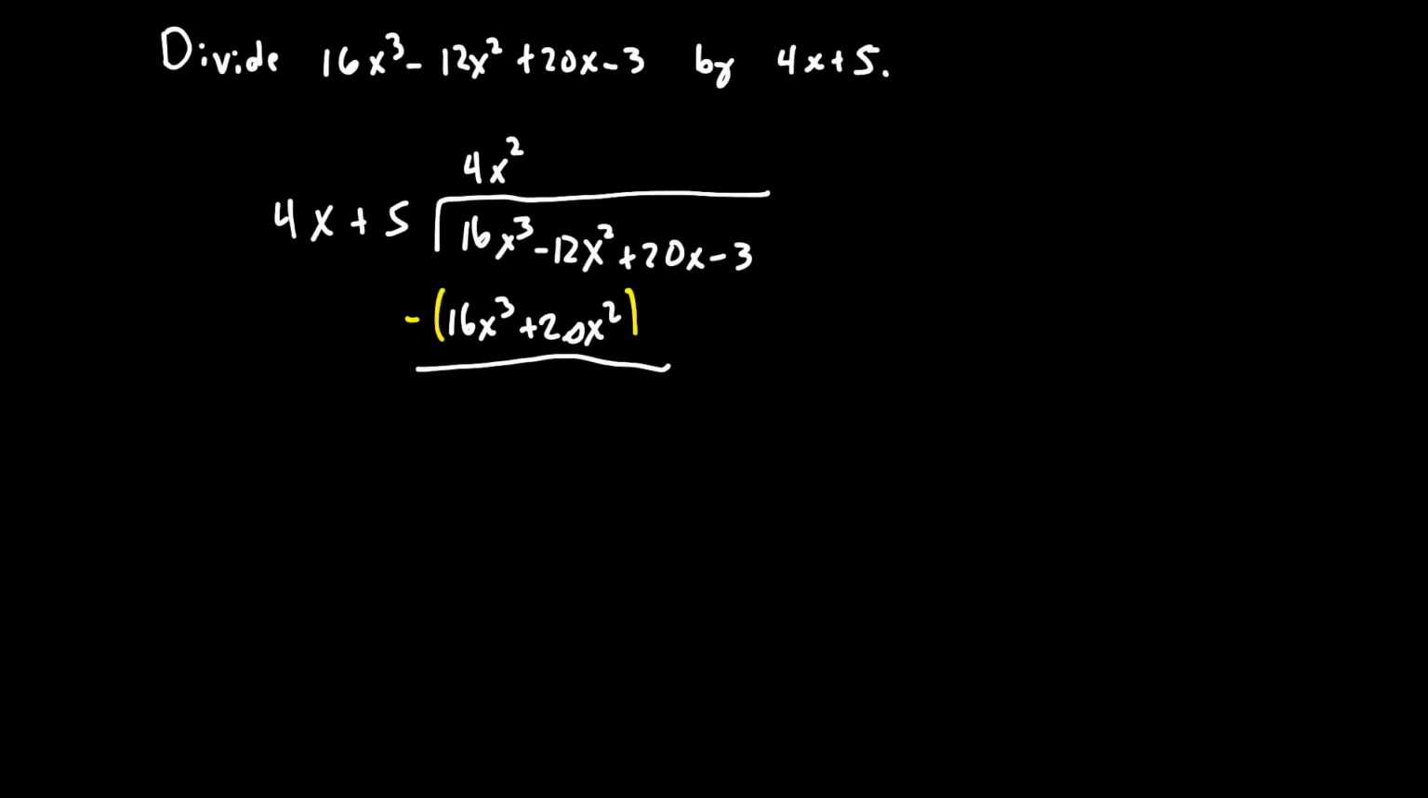Our 16x cubes cancel out, and we're left with negative 12x squared minus 20x squared, which is negative 32x squared. Bring down this plus 20x, and we continue our algorithm. So now we want to get rid of the negative 32x squared, and so we want to multiply 4x plus 5 by a negative 8x. This is going to give us a negative 32x squared minus 40x. Oops, I have one too many x's here. Let me delete that.